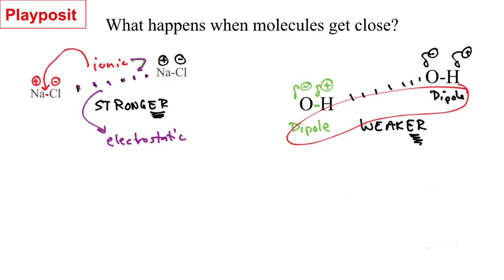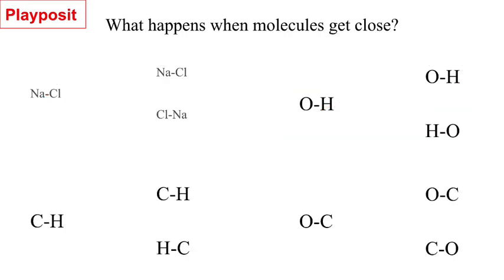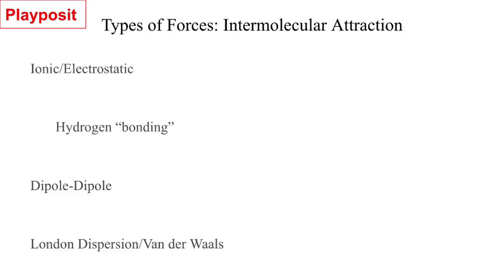Okay. The rest of the lecture went through and looked at several other examples and again tried to build on what these different things are. And so we end up really with 3 categories for our forces. We get ionic, we get dipole-dipole, and we get London dispersion. Okay, or van der Waals.